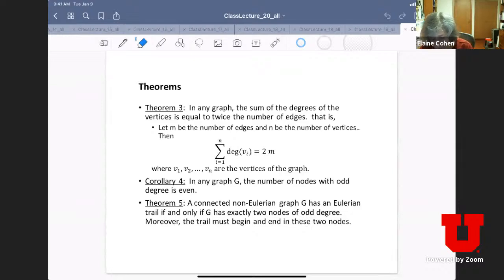So here we have another theorem: any connected non-Eulerian graph G has an Eulerian trail if and only if G has exactly two nodes of odd degree. Moreover, the trail must begin and end in these two nodes. Okay.